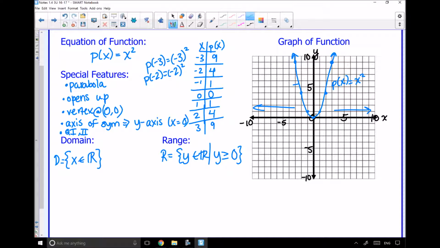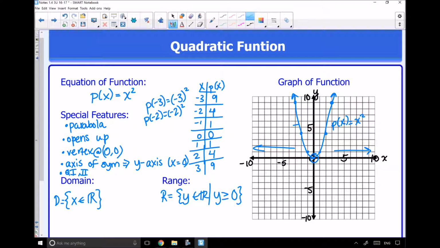Now, how come it's greater? Because this is a minimum. If my parabola opened down, then it would be less than or equal to. But the parent function, the parent quadratic function, will always open up because it's just positive x squared. And that's the parent quadratic function.